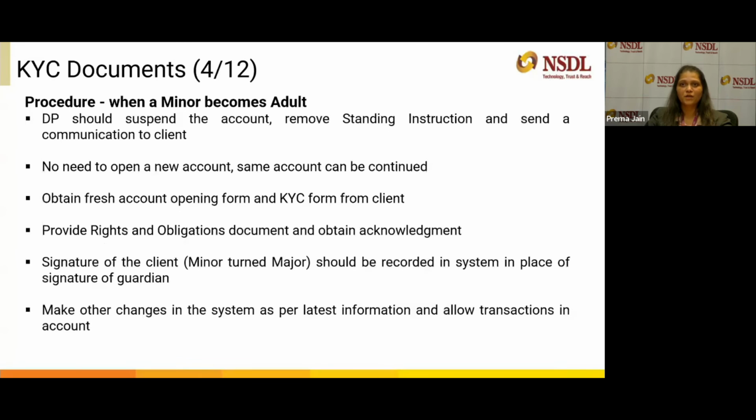Once the minor attains majority, the depository participant should suspend the account, remove standing instructions, and send a 1-month notice to the client to update KYC. The depository participant is not required to open a new account. The same account can be continued. Obtain a fresh account opening form and KYC form from the client. Provide the rights and obligations document and obtain acknowledgement. The signature of the client, that is the minor turned major, should be recorded in the system in place of the signature of the guardian. Make other changes in the system as per the latest information and allow transactions in the account.